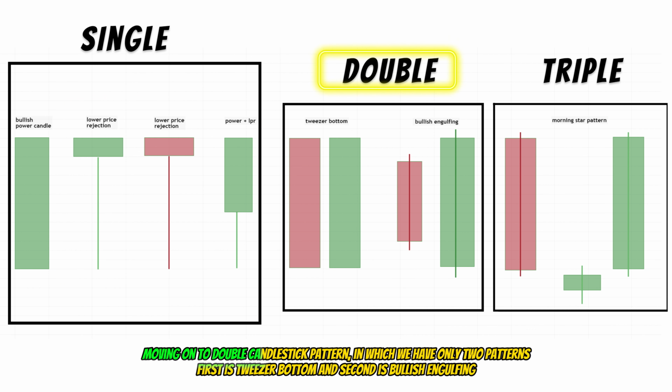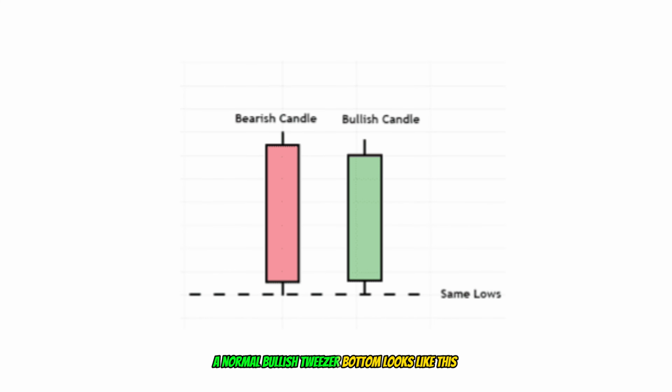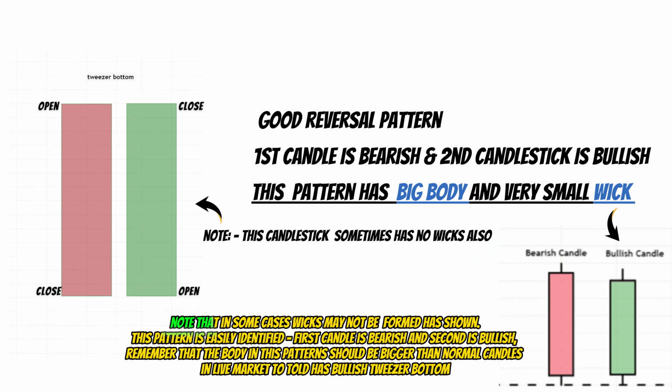Moving on to double candlestick patterns, in which we have only two patterns. First is tweezer bottom, and second is bullish engulfing. A normal bullish tweezer bottom looks like this. Note that in some cases wicks may not be formed, as shown. This pattern is easily identified. First candle is bearish, and second is bullish.